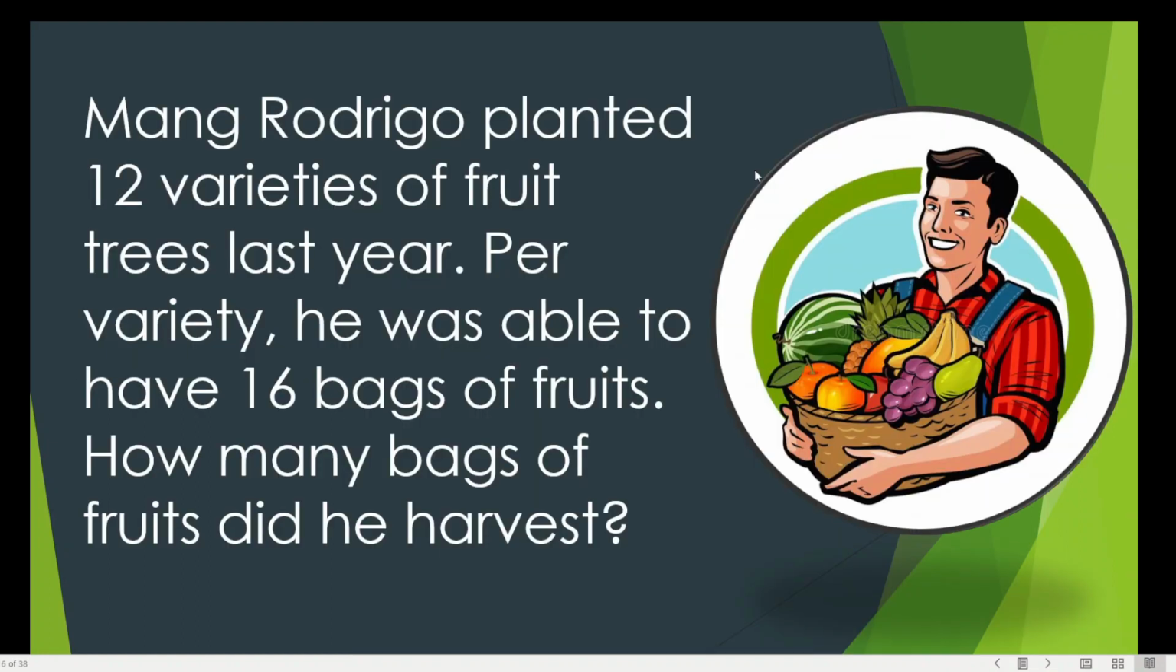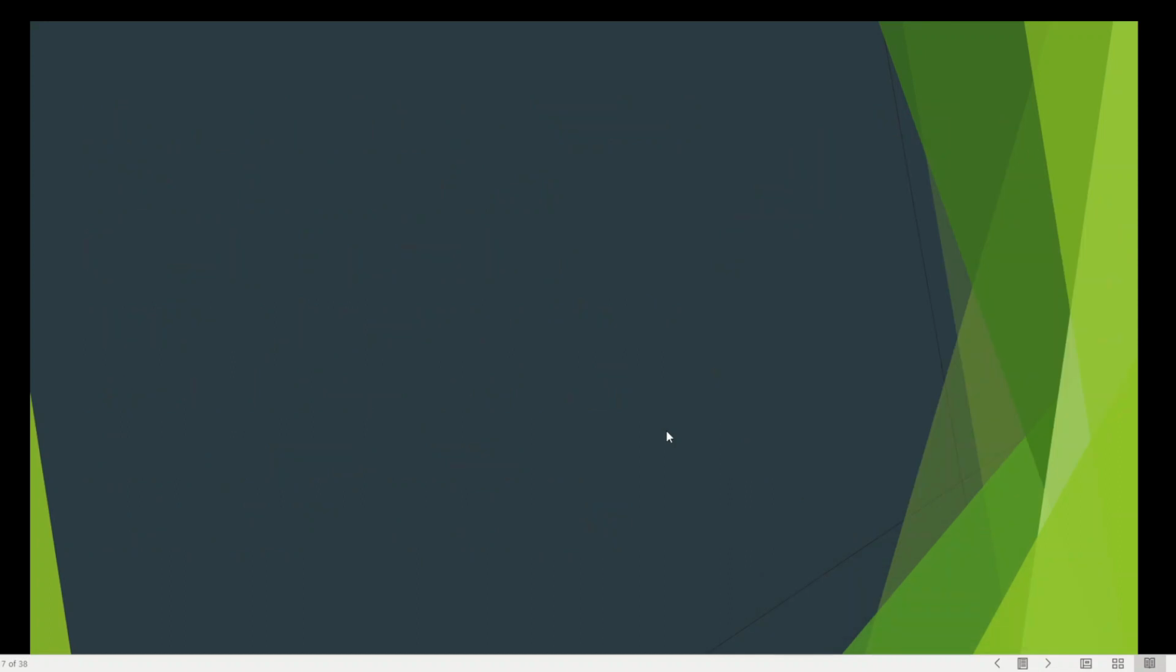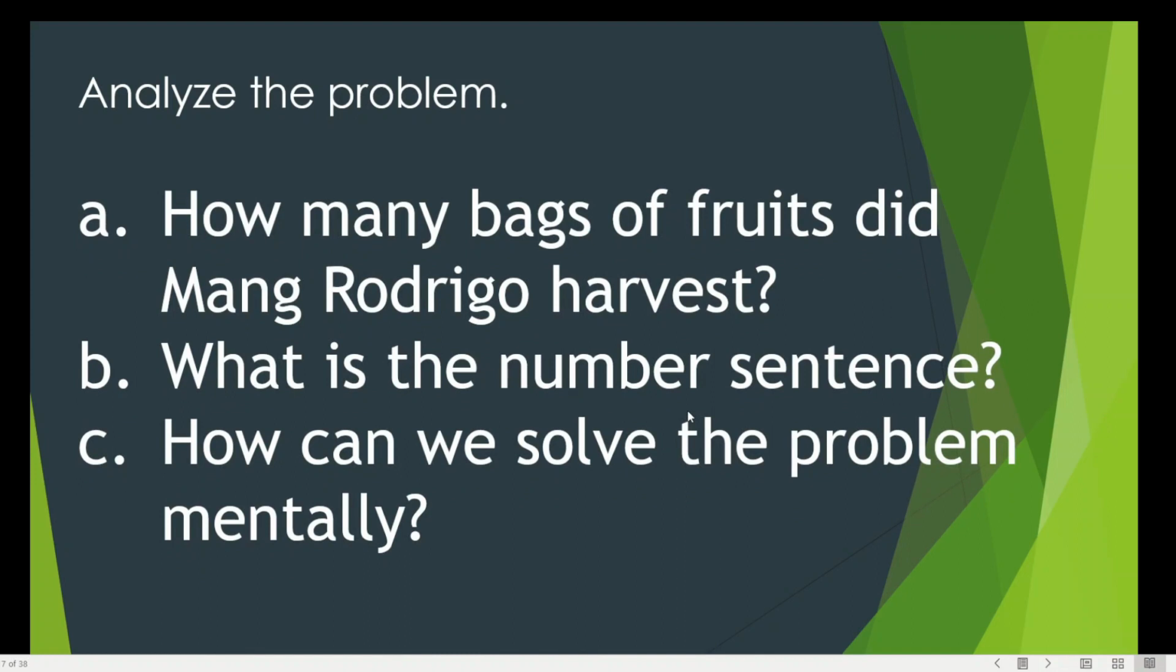Okay, so I have here a word problem and I'm going to read it. Mang Rodrigo planted 12 varieties of fruit trees last year. Per variety, he was able to have 16 bags of fruits. How many bags of fruits did he harvest? Okay, so let us analyze the problem. In letter A, how many bags of fruits did Mang Rodrigo harvest? In letter B, what is the number sentence? And letter C, how can we solve the problem mentally?